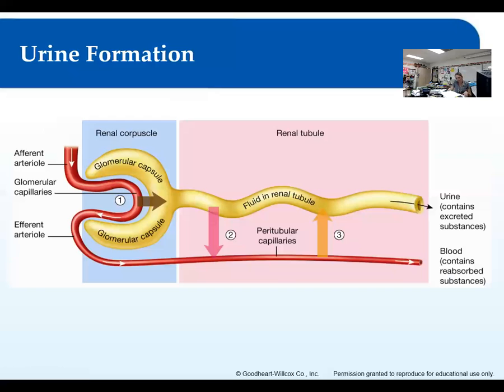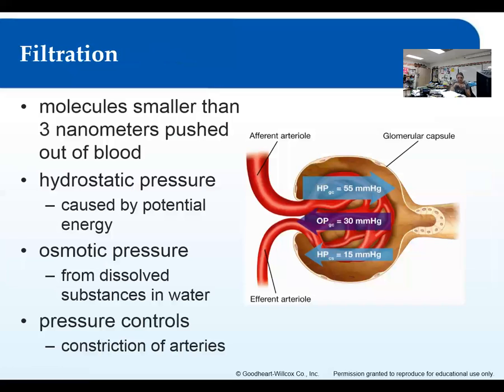Okay, so a few things to know filtration-wise. Basically, at this point, not everything, but almost everything is pushed out of the blood. And if you'll remember, this happens in that little capsule. Remember, this whole thing is called the renal corpuscle. So this is the glomerular capsule, or it can be called the Bowman's capsule. This is the glomerulus, this little ball of capillaries inside. So a few things to note on here.